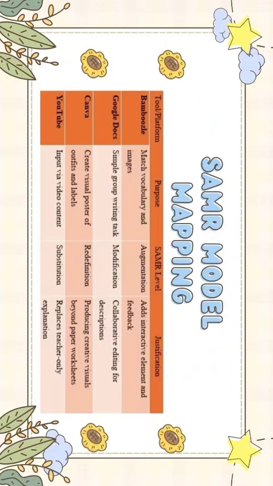Now let's take a closer look at the SAMR model and how I apply it in this lesson. I use 4 main tools and each tool fits a different SAMR level. The first is Bamboozle. It's at the augmentation level. It adds more interaction compared to a quiz. It gives instant feedback and students love the competition. And the second is Google Docs. This is at the modification level. Students work together in pairs to write descriptions.